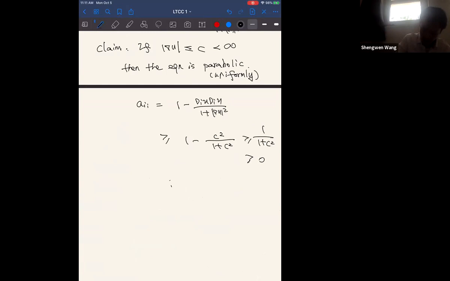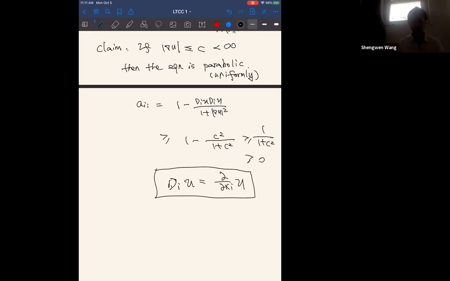Oops, something's wrong with my pen. D_i u is equal to d/dxi of u. So these are notations that we are using. Any other questions?